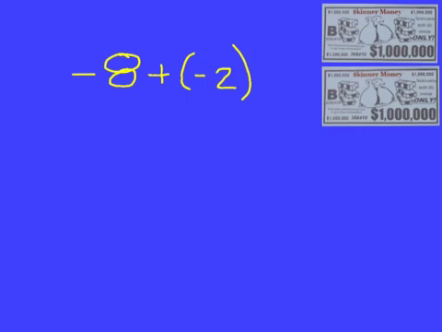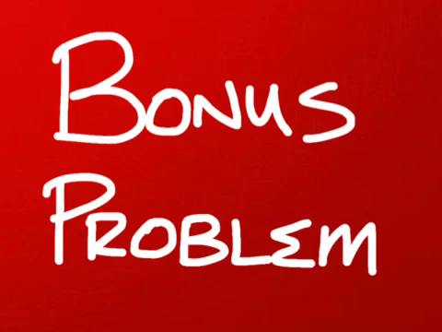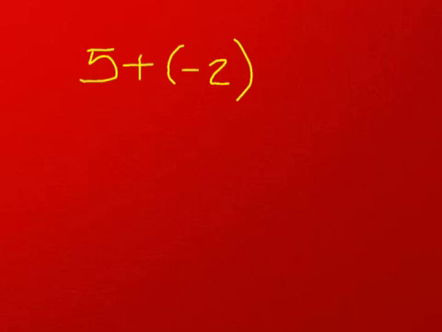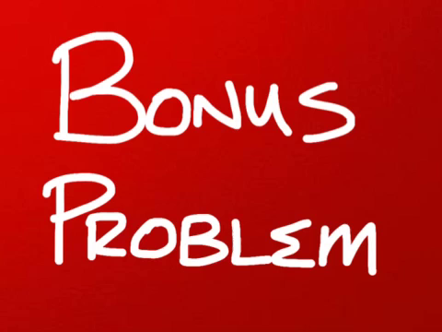Okay, practice problem number 4. A negative 8 plus a negative 2 is going to give us negative 10. Okay, I think everyone got this right. We have a positive 5 plus a negative 2. That's going to give us a positive 3.